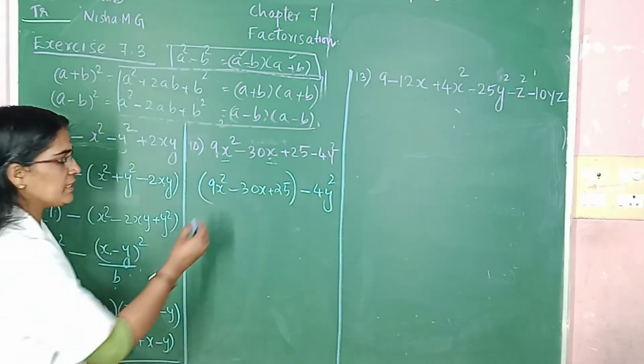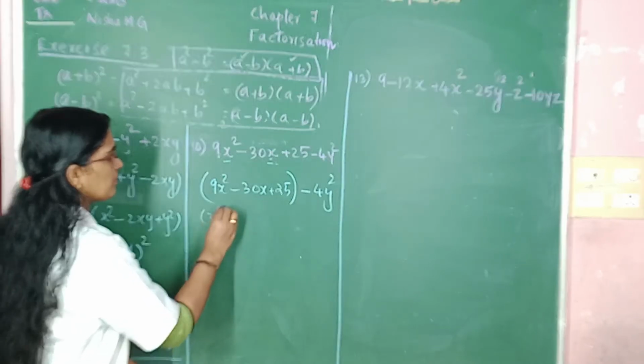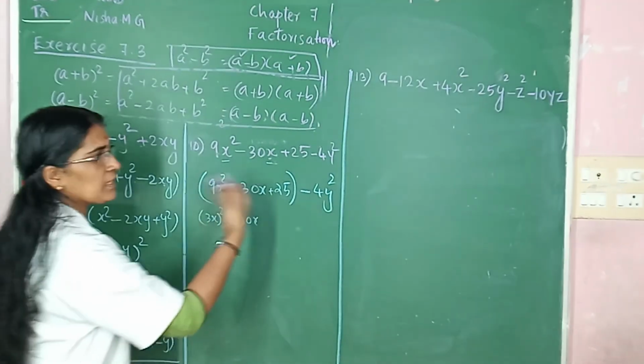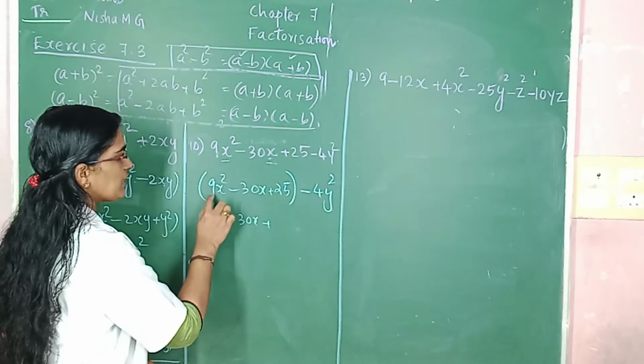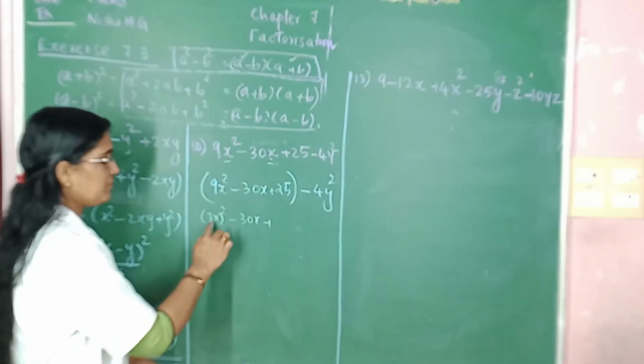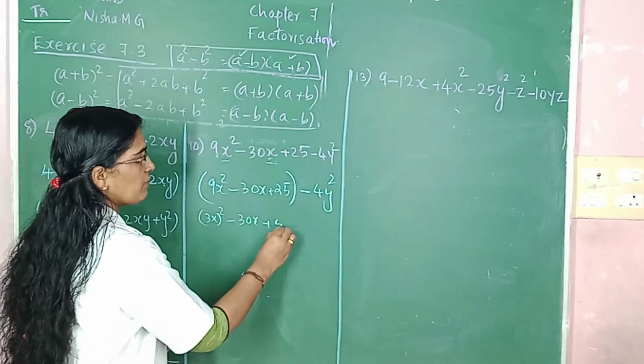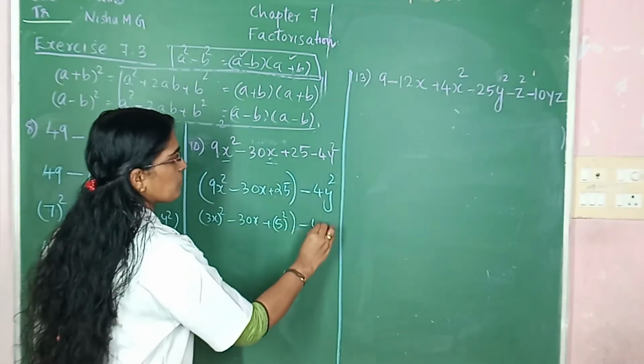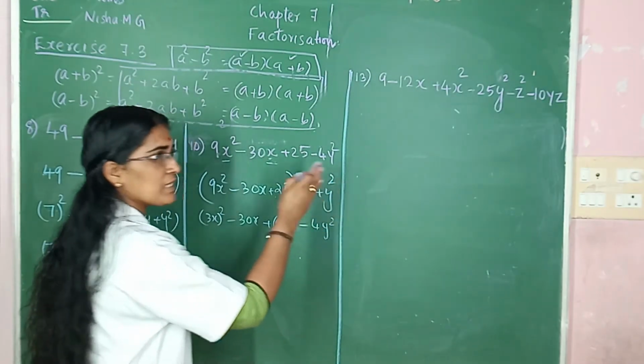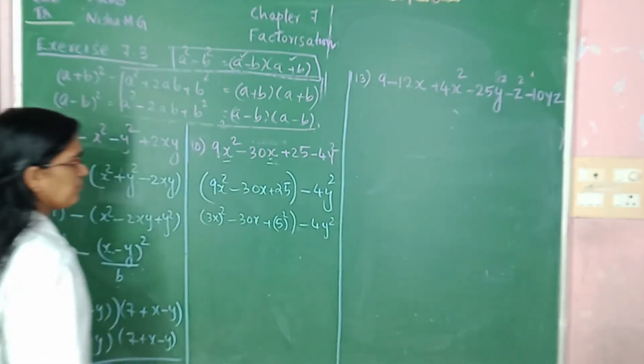9x square, how to write? 3x the whole square. Minus 30x, we can change in the next step. 25, after getting a and b, we have to change the middle term. First to find out a and b. 25, how to write? 5 square. Minus 4y square, no change now. There is a change, we will do it in the next step.